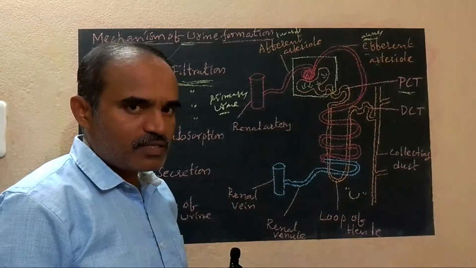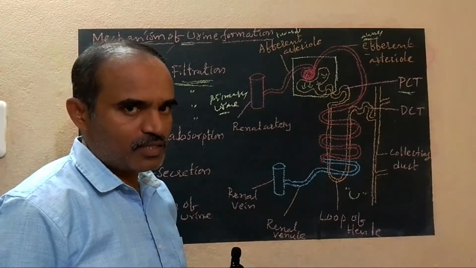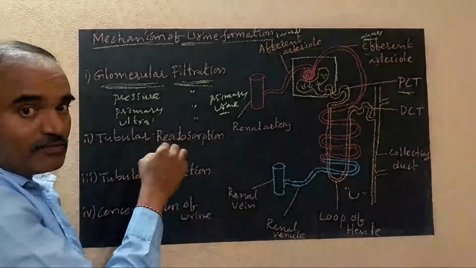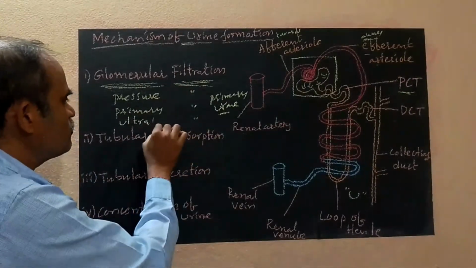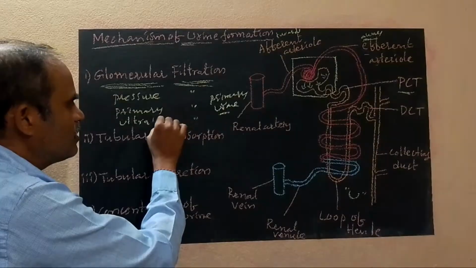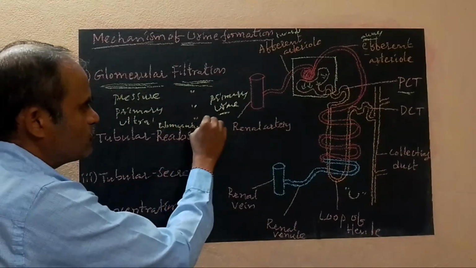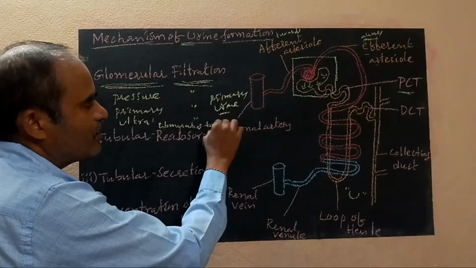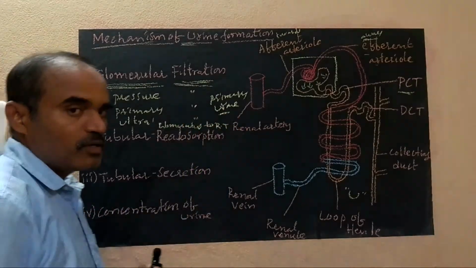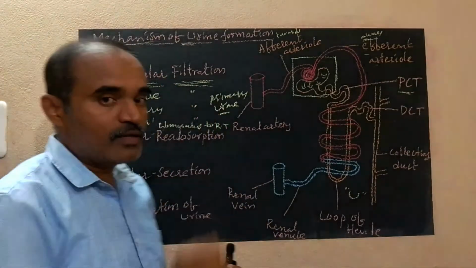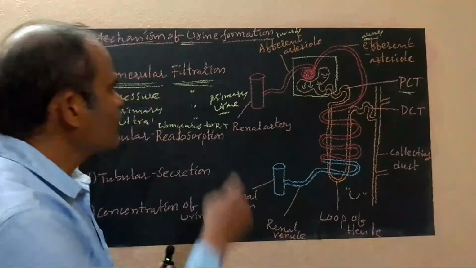Both useful substances and unuseful substances. So here, glomerular filtration is from Bowman's capsule to renal tubule, meaning from the glomerulus to the renal tubule. So this is the first stage, glomerular filtration.